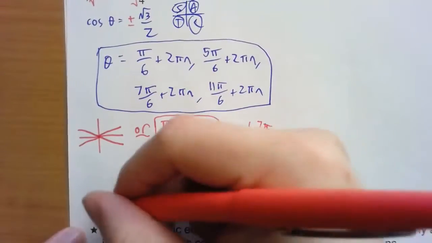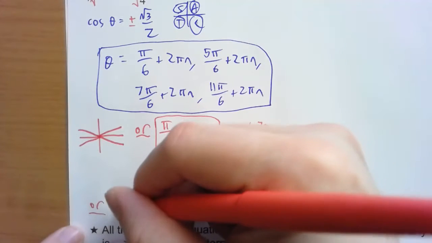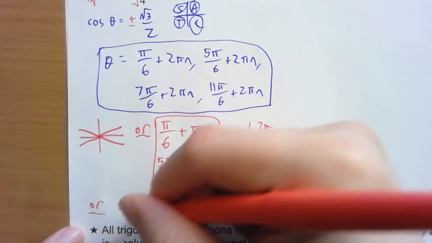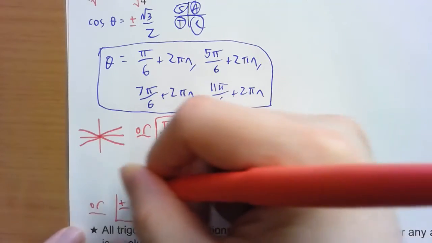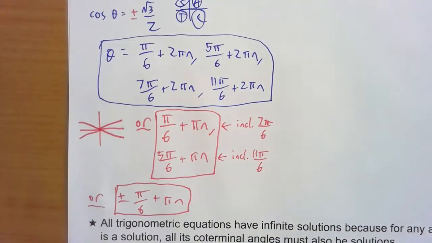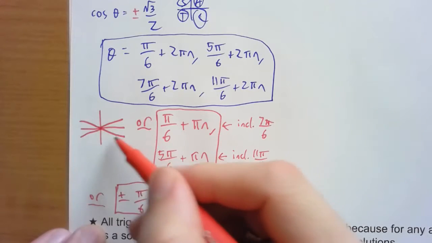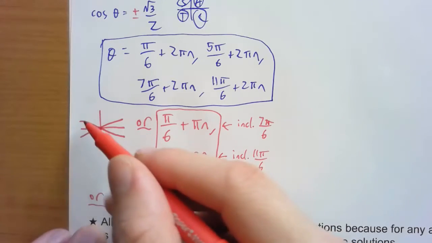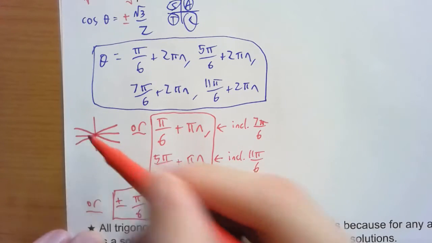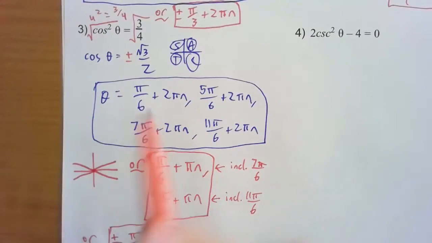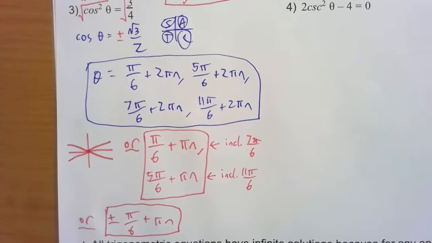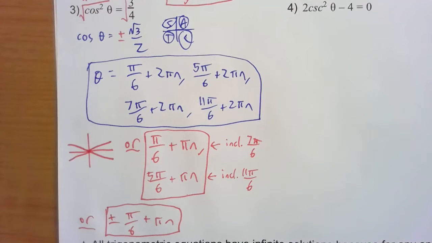Right? You could also see an ultimate lazy slash efficiency here, plus or minus pi over 6 plus pi n might be another thing that you see there, because that negative pi over 6 would be this one, and then adding the pi would get you to the 5 pi over 6. So any of those answers are fine. Again, most of us are just going to probably do what's in the blue here. I just want you to be aware of the lazy slash efficient red options there.